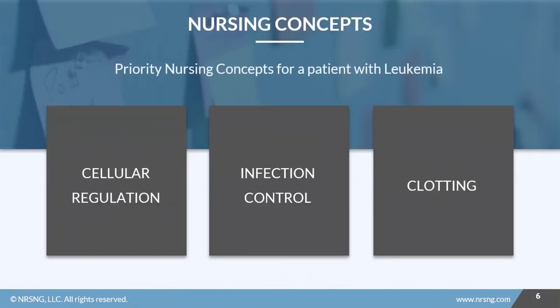Okay, so our priority nursing concepts for a patient with leukemia are going to be cellular regulation. We want to deal with the excess production of white blood cells, infection control because we know they're at risk for developing infections, and clotting because we know that their red blood cells and platelets are low as well. We want to support them through chemo and their bone marrow transplants, prevent infection, and use bleeding precautions to prevent injury.